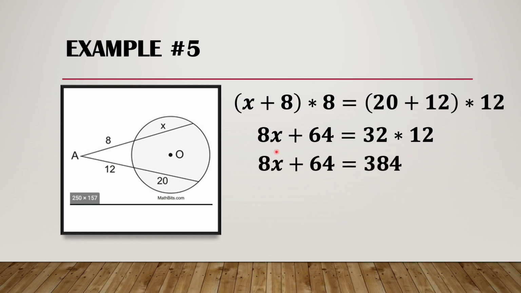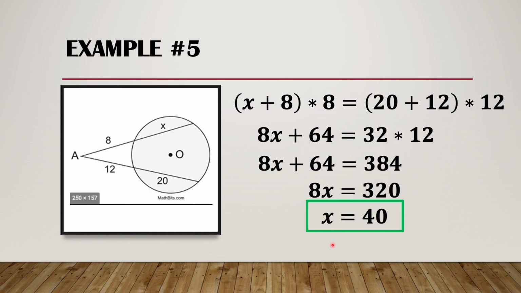Simplifying further, 8x plus 64 equals 32 times 12, that is 384. Then subtract both sides by 64, we have 8x is equal to 320. Lastly, divide both sides by 8. Our final answer now is x is equal to 40. Did you get it?